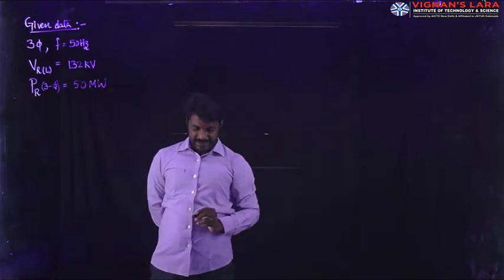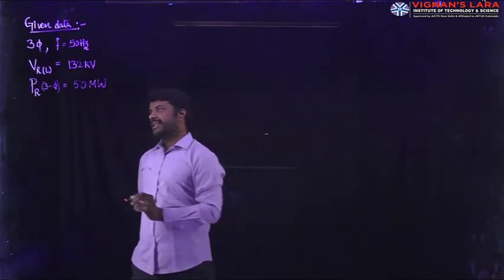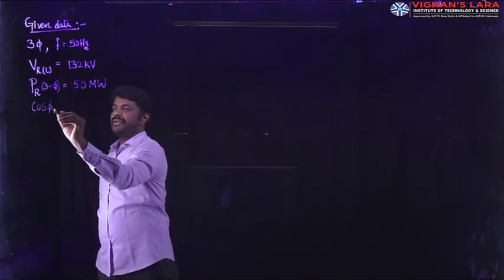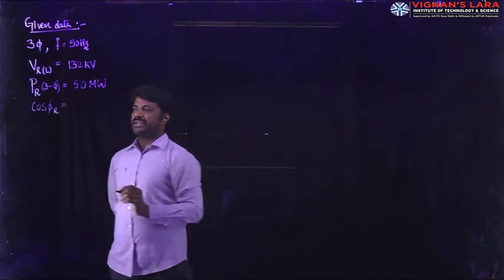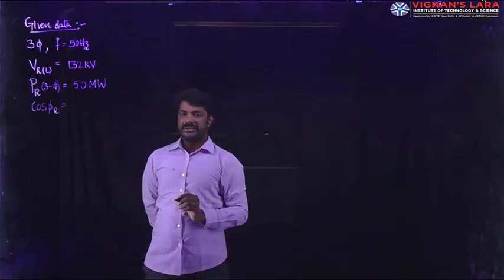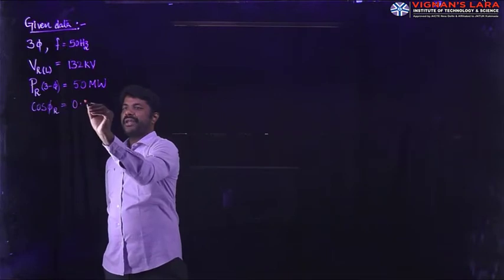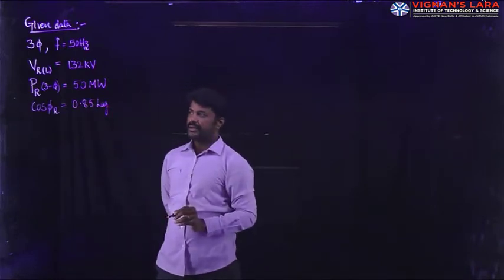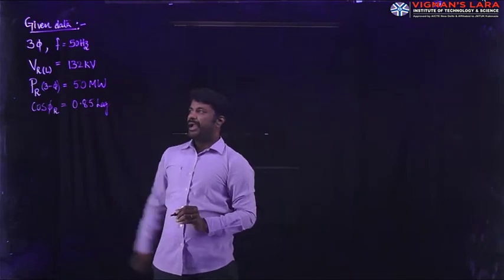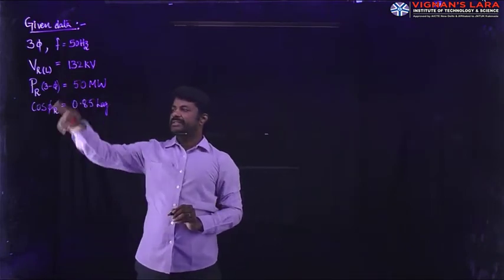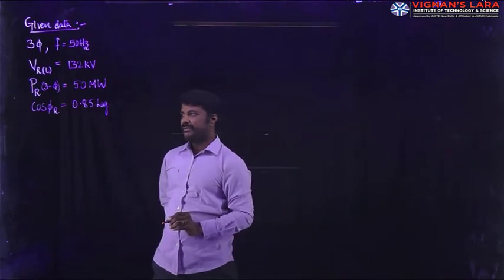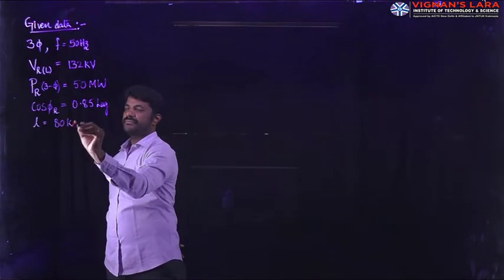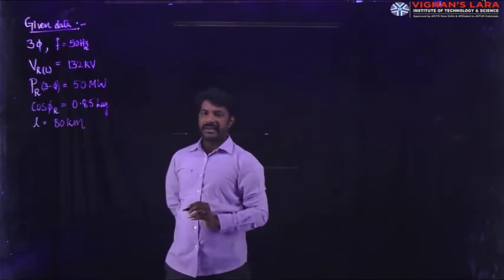The nature of the load is a lagging power factor load, so the power factor on the receiving end side is cos phi r, which is equal to 0.85 lagging. This entire power is transmitted in the transmission line for a length of 80 kilometers.